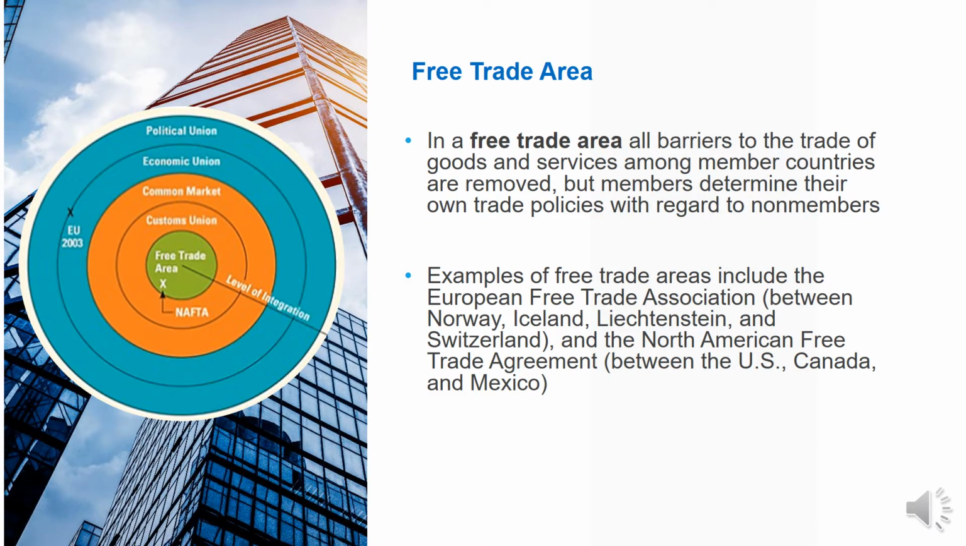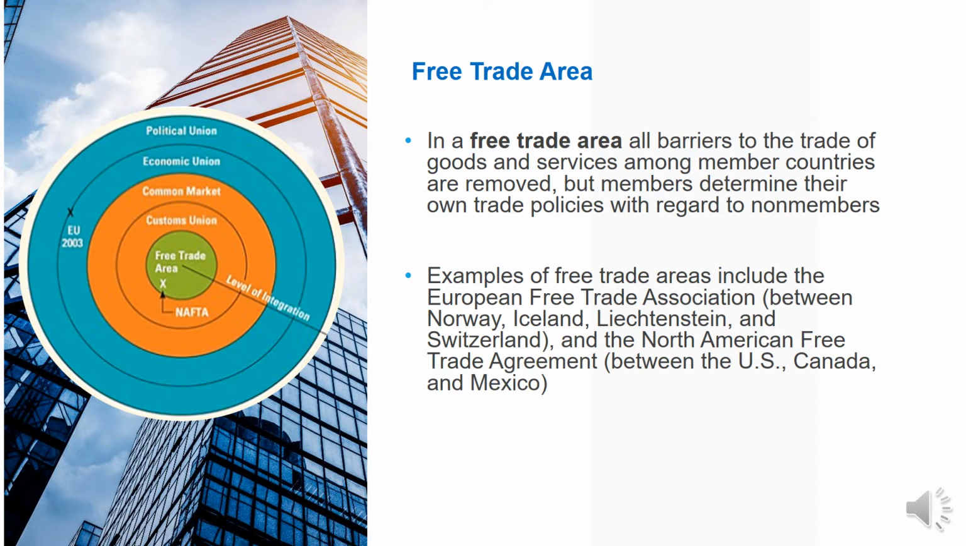So, levels of integration: we have a free trade area, and we have customs unions. We also have a common market, and we also have an economic union, and the largest level of integration we call political union. So let's take a look one by one. For the first level of integration, known as a free trade area.